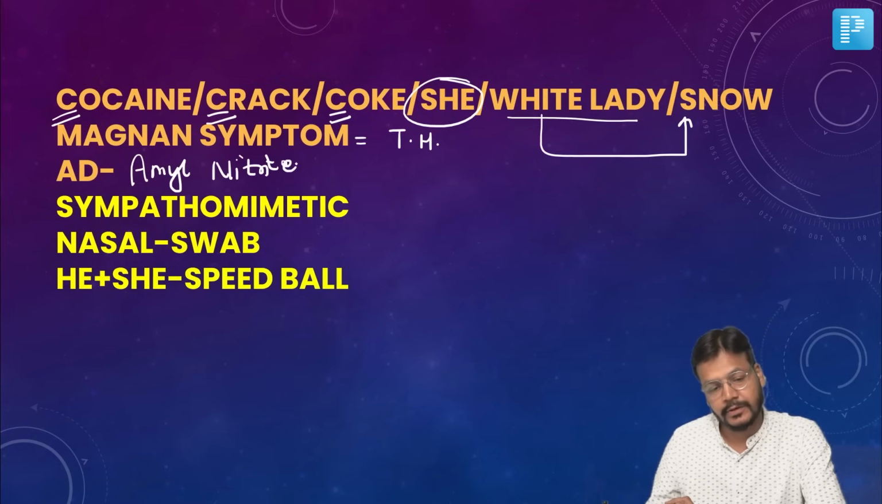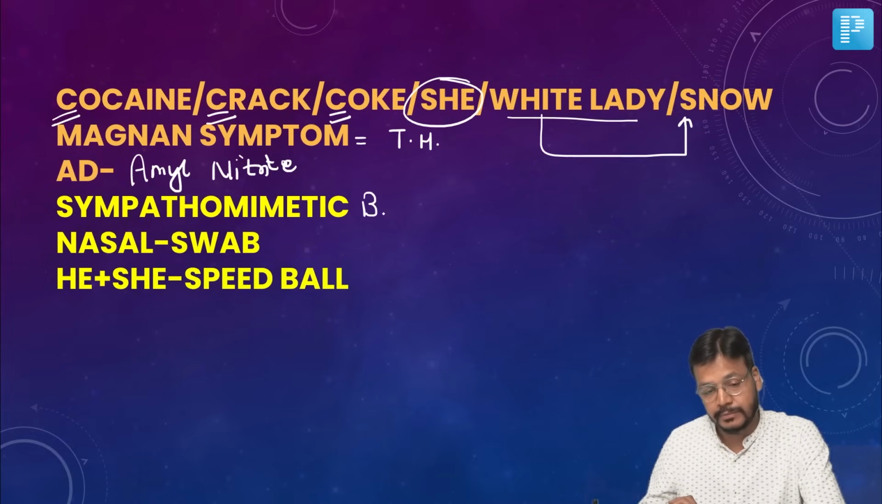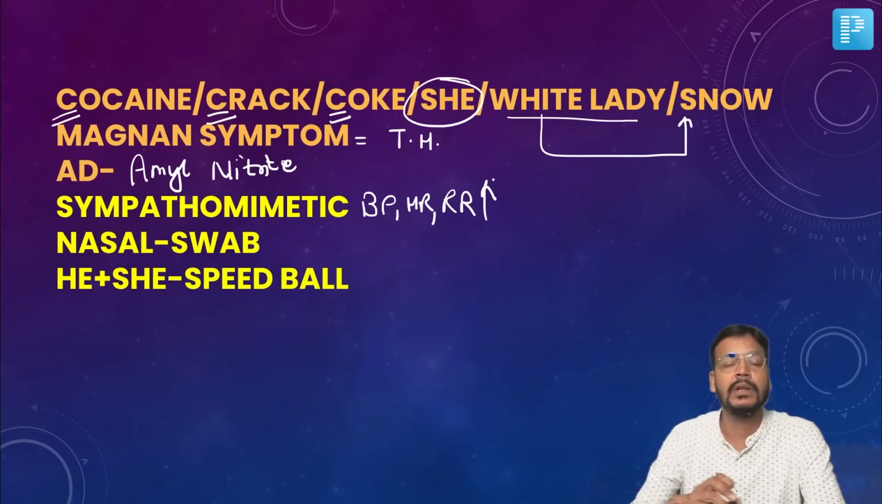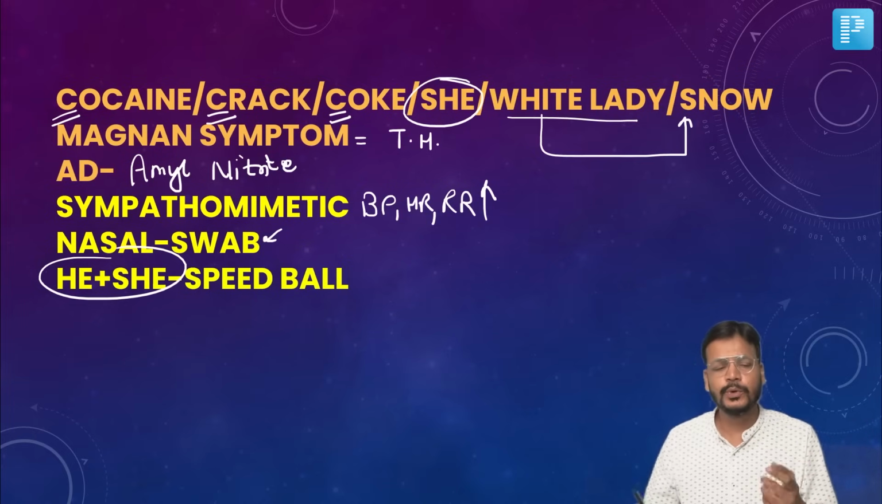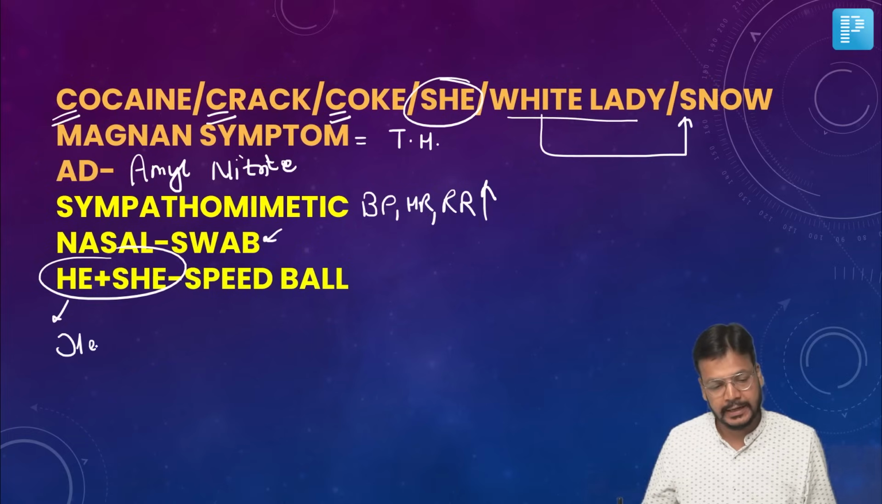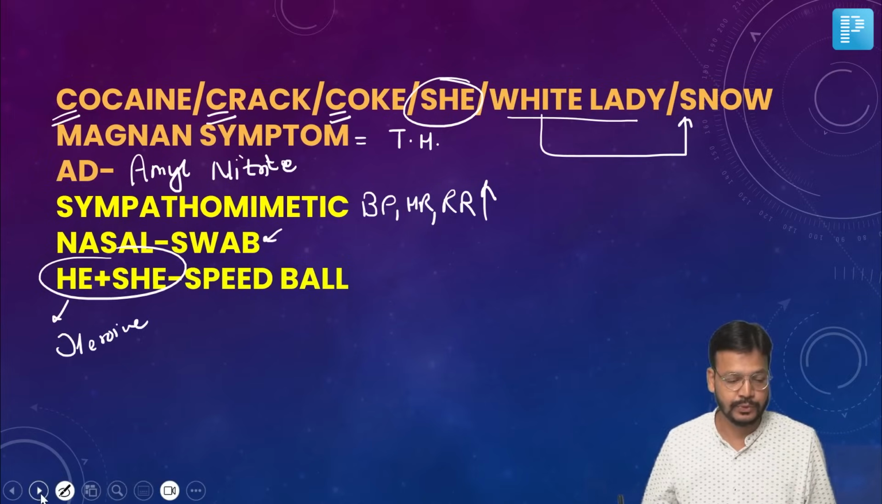Another very important word. Cocaine mechanism is it's a sympathomimetic. Everything is increased. BP, heart rate, respiratory rate, all are increased. Nasal swab is the sample which is taken for cocaine poisoning. E plus she is a speedball. She is cocaine without any doubt. E for heroin. E plus she, heroin plus cocaine.